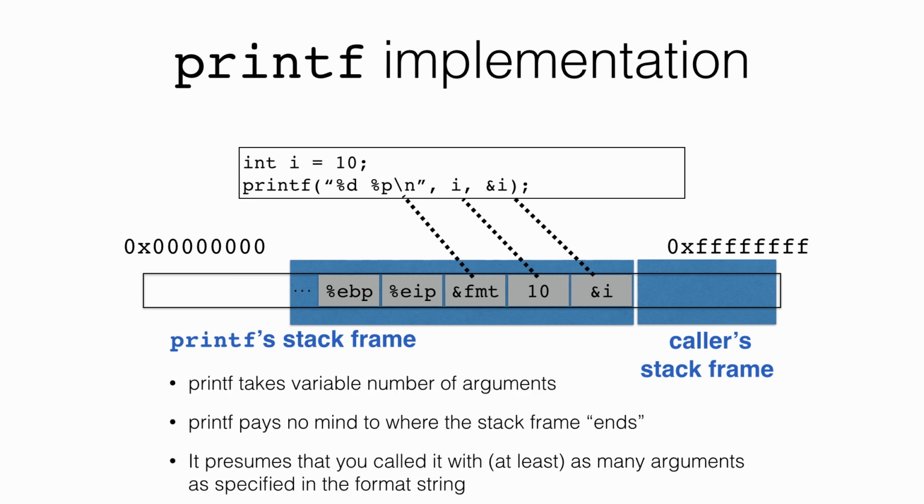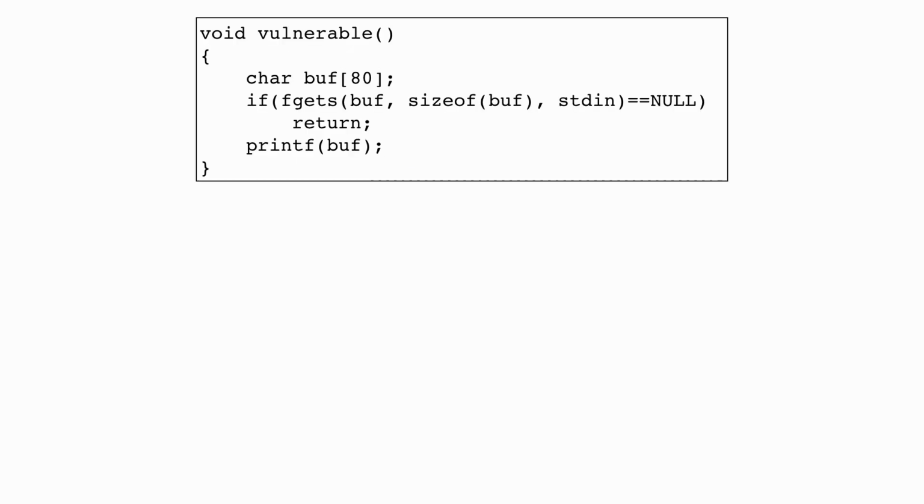Printf takes a variable number of arguments and pays no mind to where the stack frame actually ends. It presumes that when you called it, you passed in at least the number of arguments specified in the format string. Here we have %d, which corresponds to the argument 10, and here we have %p that corresponds to the argument &i, so everything is well.